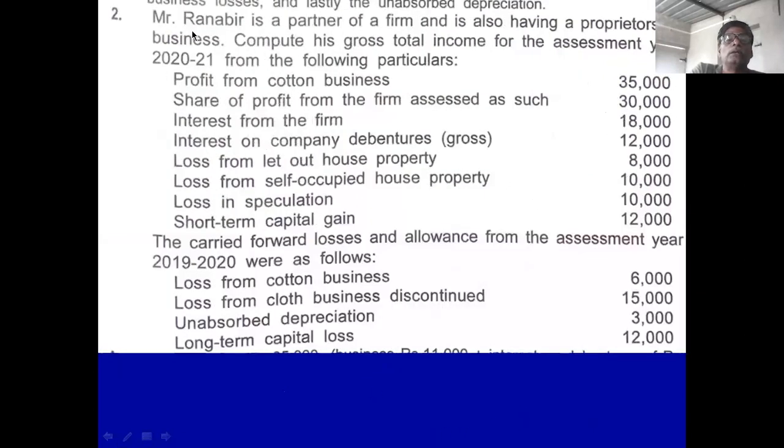The next example is Mr. Ranbir, who is a partner in the partnership firm. He is also having proprietorship business. Proprietorship business means sole trading business. He is having his private business. Along with that, he is a partner in the partnership firm. Okay. Two activities. He is in two capacities. One is partner, another is owner of a firm. Then compute the gross total income for the assessment year 2021.